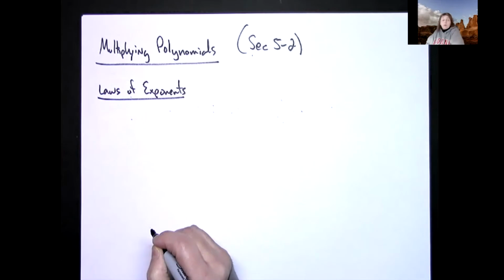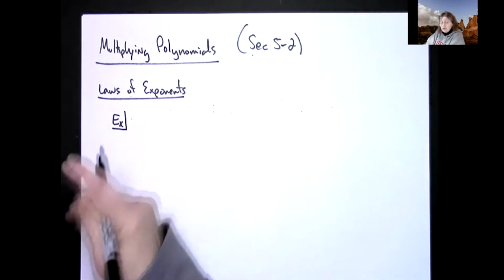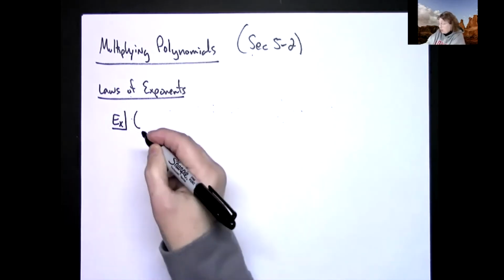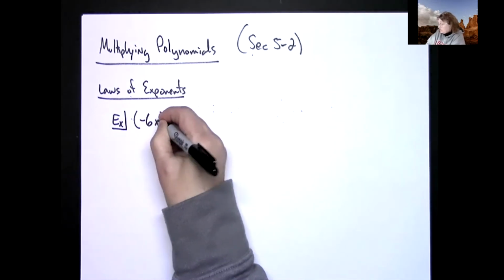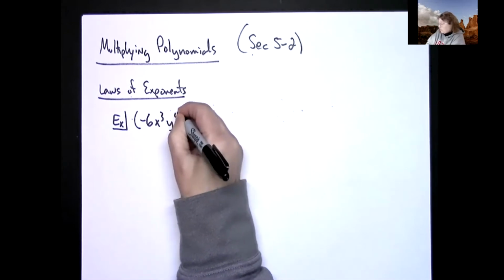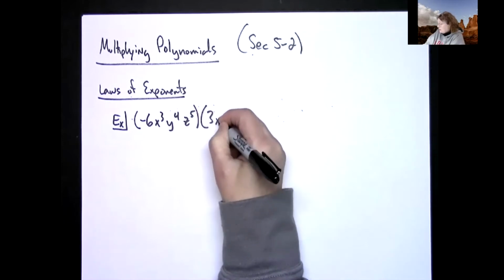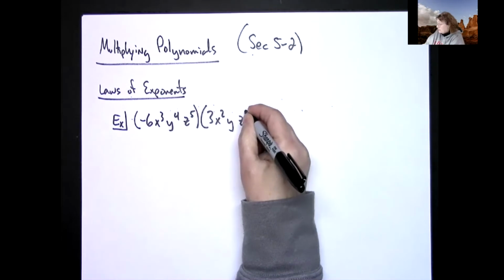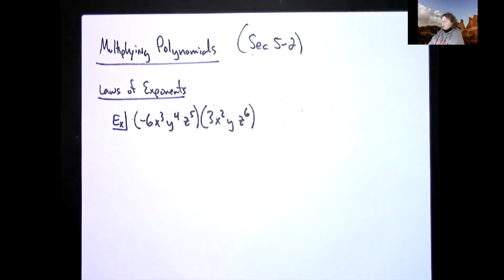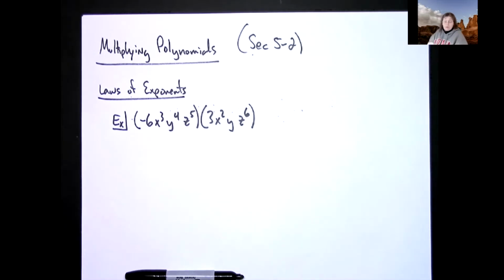All right, the main one is when multiplying like bases, we add those exponents. I'll start out with a pretty long one. We don't want to always do easy problems as examples. So let's do a negative 6, x to the third, y to the fourth, z to the fifth, and then multiply that by 3, x squared, y, z to the, I haven't used a 6 there as an exponent yet. Okay, so my laws of exponents apply only to my exponents.